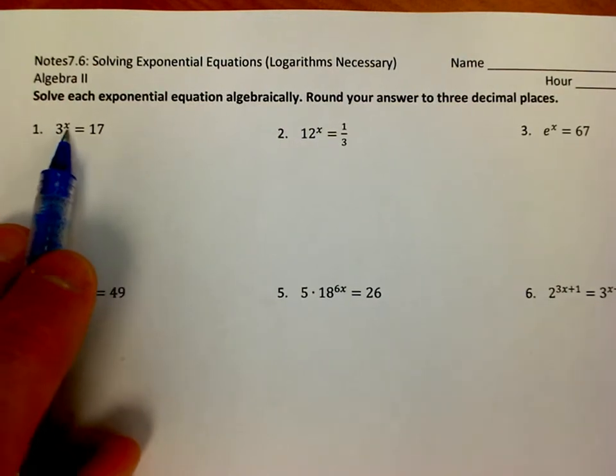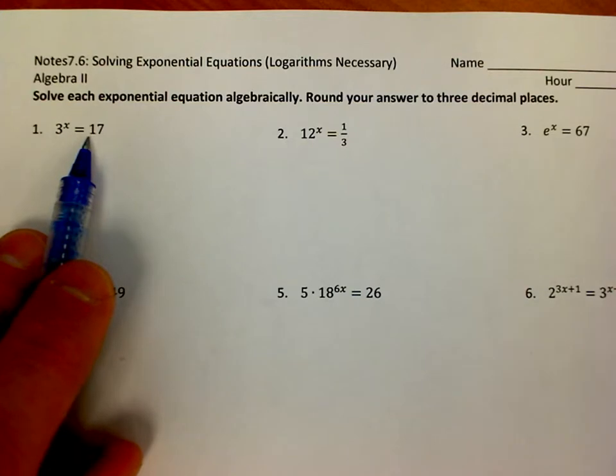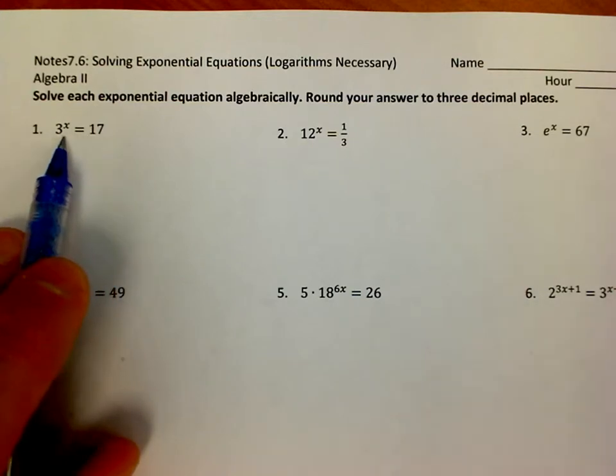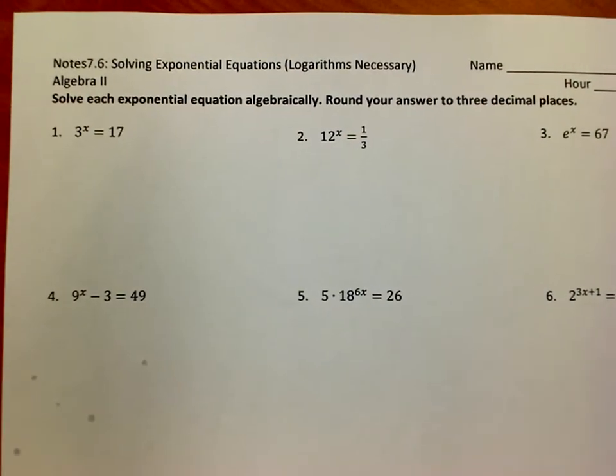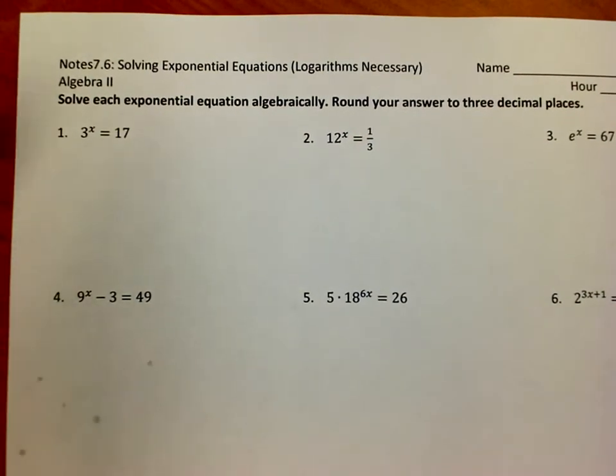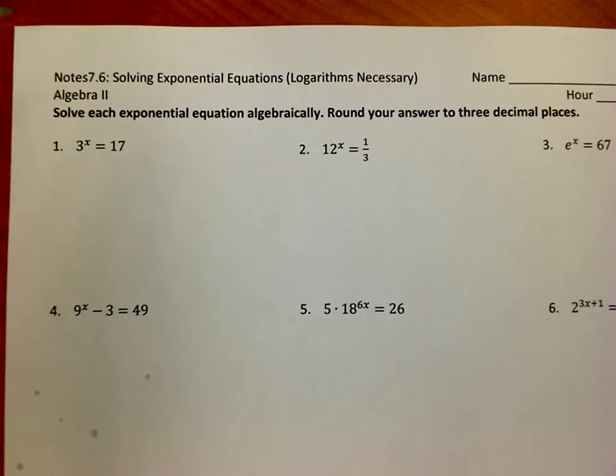3 raised to what power gives me 17? I know that 3 squared is 9, so 2 is not big enough. 3 cubed is 27, so 3 is too big, so it's going to be somewhere between 2 and 3. Outside of guessing and checking, I'd like an easy method. The process is the same in all of these problems: the first thing I'm going to do is get the thing with the exponent by itself.